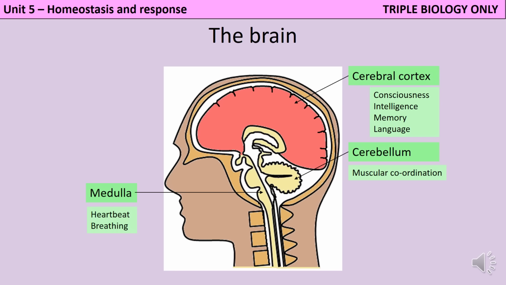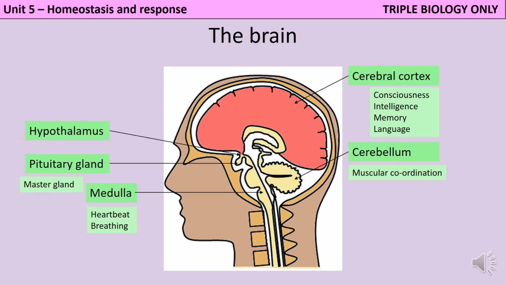Behind the bridge of the nose is the pituitary gland. This is a master gland, and it releases hormones like FSH, LH, and ADH. And the hypothalamus, amongst other things, is the site of the thermoregulatory centre, which, as the name suggests, is responsible for controlling your body temperature.